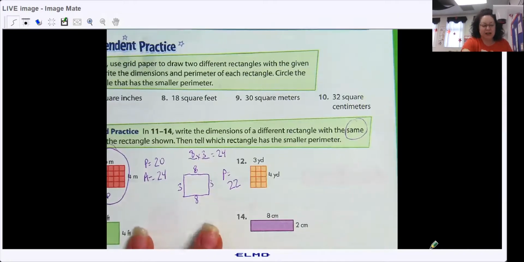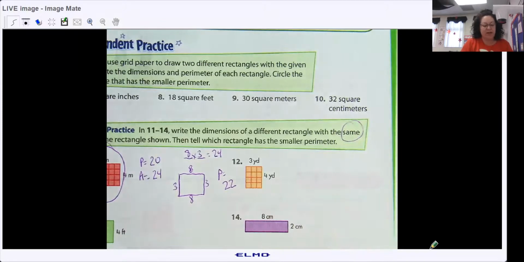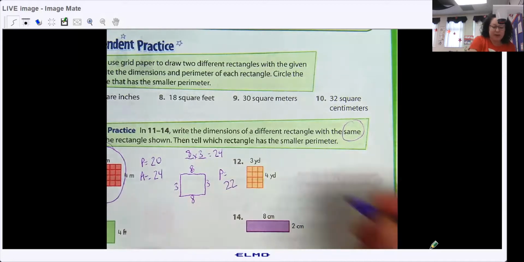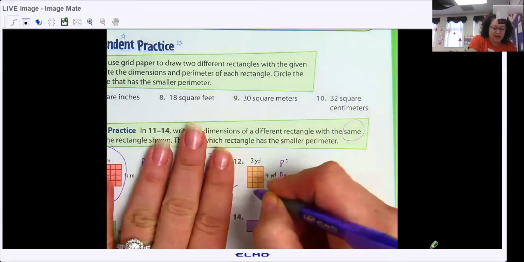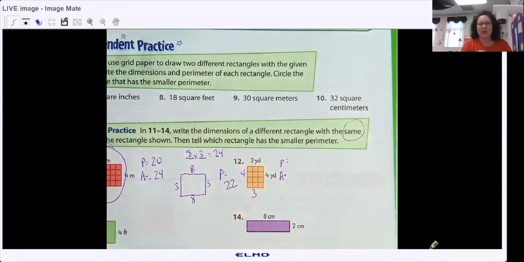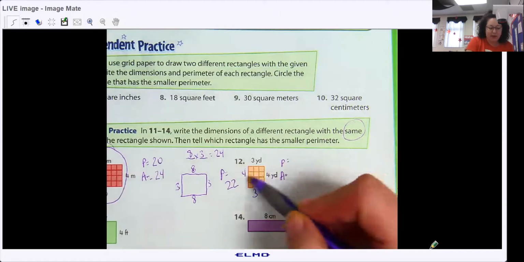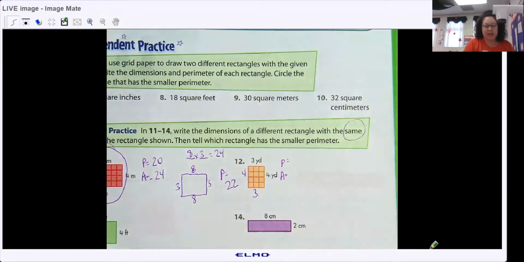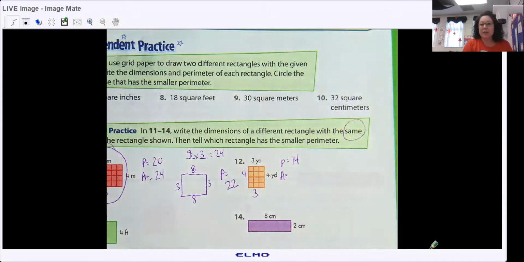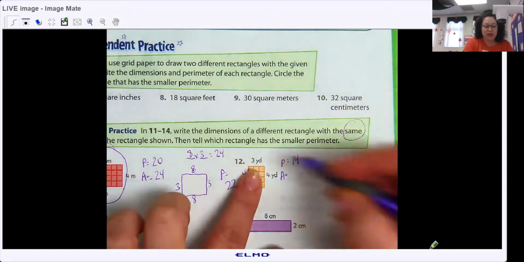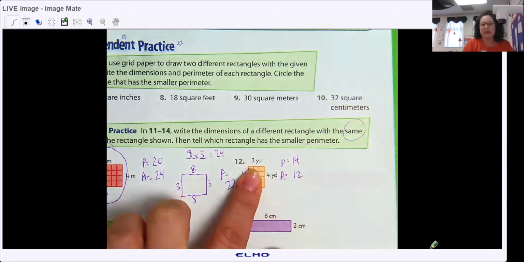Okay, now we're going to go here. So we're going to have to do the same area and a different perimeter. So let's figure out our perimeter first. If this side is 3, this side is 3. If this side is 4, that side is 4. And we would add them up. 4 plus 4 is 8. 3 plus 3 is 6. 8 plus 6 is 14. And remember, when we find area, we just multiply the two sides together and we get 3 times 4 is 12.